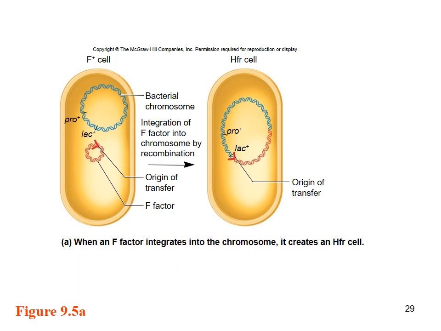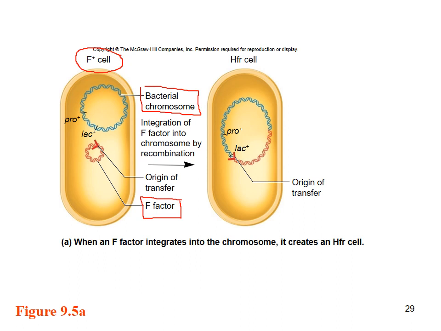Please know the difference between F positive, fertility, and your HFR, your high frequency of recombination. So you can take a look at this illustration right here. We can see we have a donor cell because it's an F positive cell, because it has the bacterial chromosome, and more importantly, it has the F factor, the fertility factor. When we were just discussing conjugation, all we were interested in was moving the F factor from one cell into the next. We were not allowing it to mingle with the bacterial chromosome.